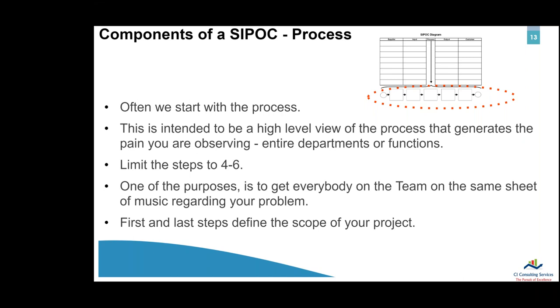And then, depending on how far down the process we're going, we might stop with test and pack. We might stop at ship. Or we might stop with invoicing, depending, again, on the problem that we're trying to solve. Anything beyond those blocks is what's considered to be out of scope.